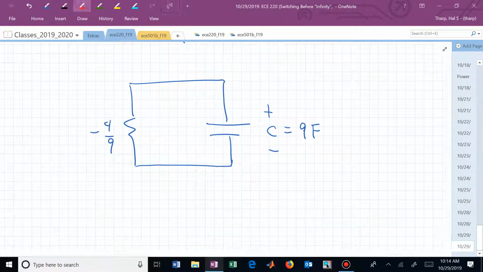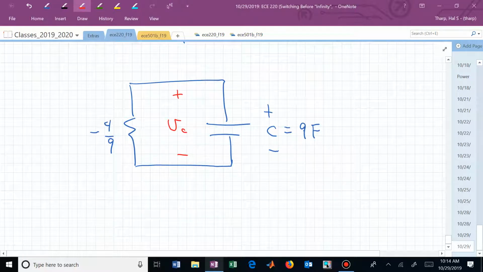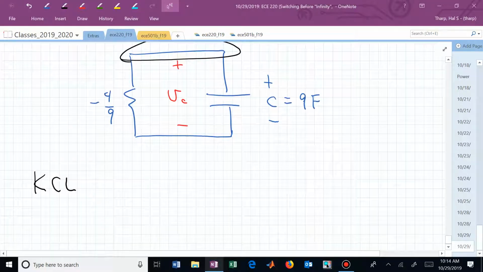And now we have an RC circuit, but we have a negative resistor. We need to kind of step back and say, wait a minute, this is a little bit not like what we've had up to this point. Let's just solve this from the beginning. Let's just write a KCL at that node.